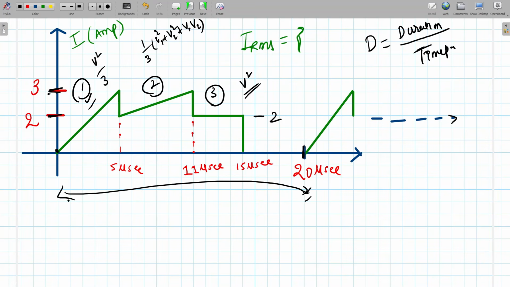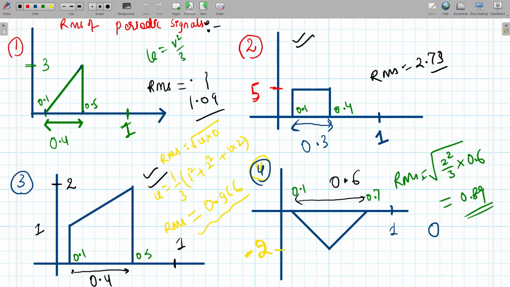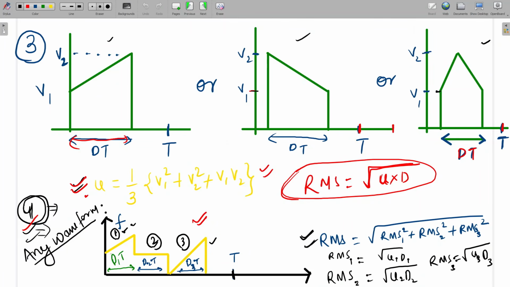No, it's incorrect. You should apply that rule. Already I have told, for different waveforms you can calculate the RMS. Then what will be the final RMS? Final RMS will be the RMS 1 whole square plus RMS 2 whole square plus RMS 3 whole square.